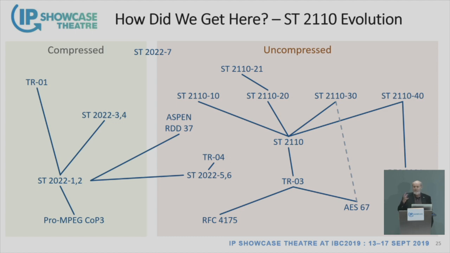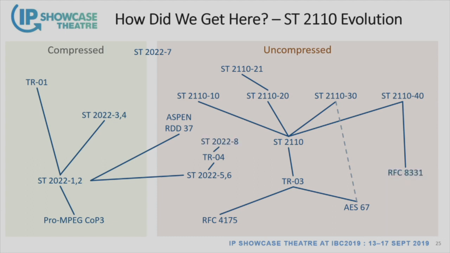Now, one standard that kind of bridges the two domains of compressed and uncompressed video is 2022-7. That's called hitless switching, and it allows you to send one stream over two separate networks and recombine them at the end to avoid having a problem with either network cause you to lose your signal. It's actually a very valuable standard, still in use today, and it can be used either for compressed or uncompressed systems.